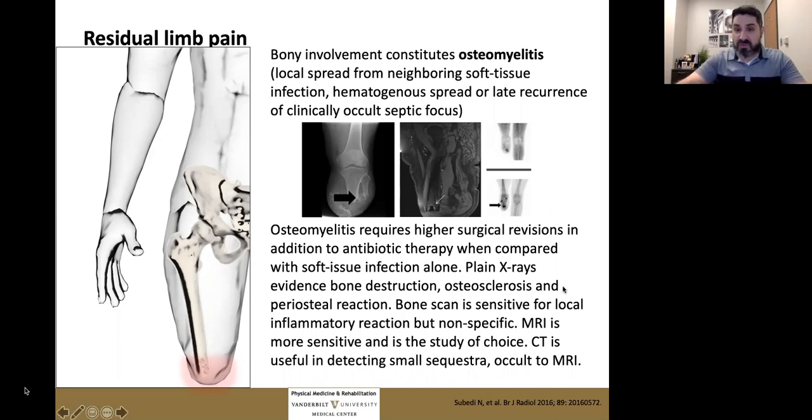All right, so bone scan is going to be sensitive, and MRI, obviously, for osteomyelitis. Now, bone scan will show you the local inflammatory reaction, whether it's bursitis or whatever else, so it's non-specific. MRI is more sensitive, and the CT may be useful in detecting small sequestra occult to MRI.